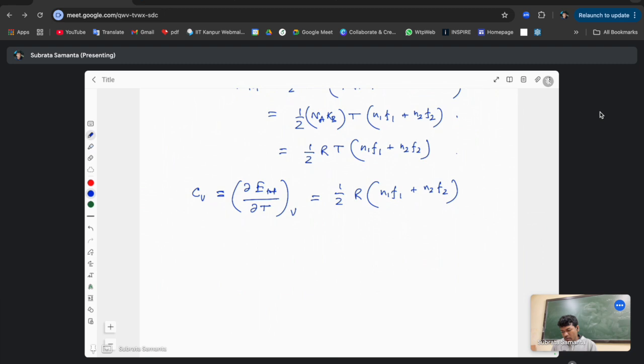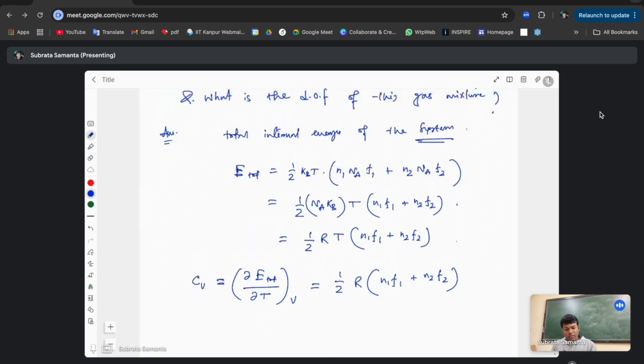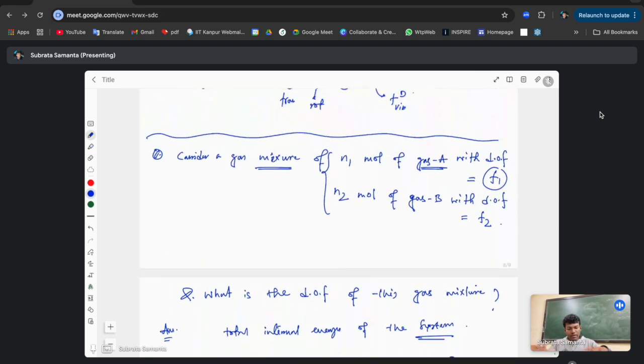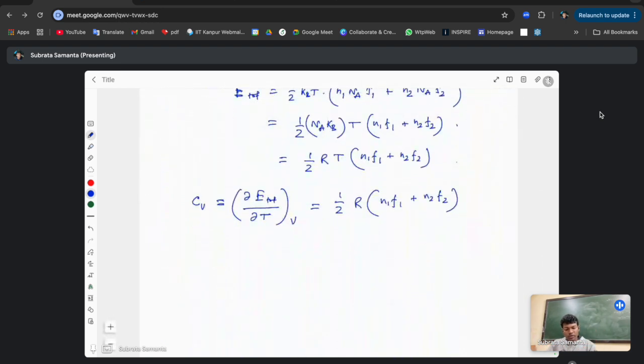Remember that the volume is fixed. When we mix n1 moles of gas A with degree of freedom F1 in a volume V, and n2 moles of gas B with degree of freedom F2 in a volume V, so in the same volume I mix the two gases. That is my total energy E at a fixed volume V, and the specific heat is this.